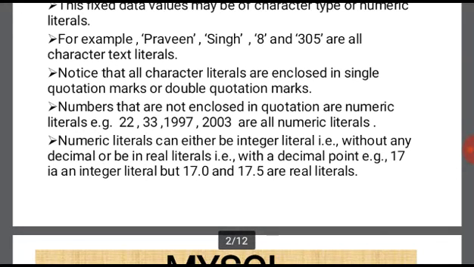Next is numeric literals. Numeric literals are not enclosed in quotation marks, so they are represented without single or double quotation marks. Whenever we write any number, whether it is a real number or an integer number, such as 22 or 17.5, it is considered a numeric literal. So these are the numeric literals.